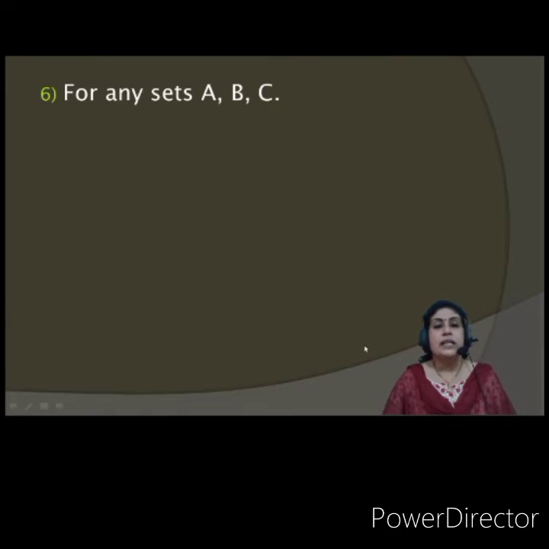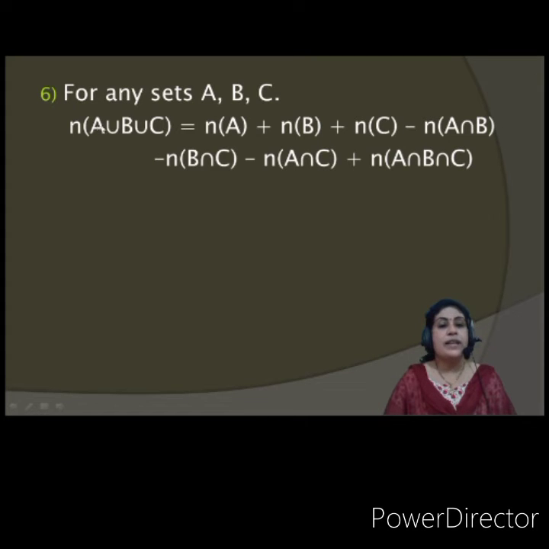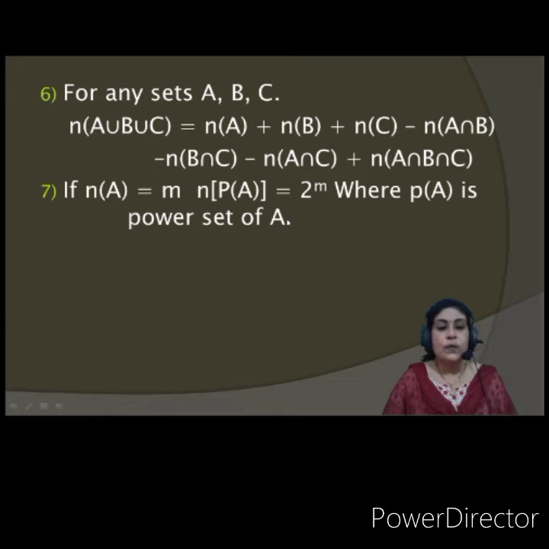Okay. Next one, for any sets A, B and C, number of elements of A union B union C is always equal to number of elements of A plus number of elements of B plus number of elements of C minus number of elements of A intersection B minus number of elements of B intersection C minus number of elements of A intersection C plus number of elements of A intersection B intersection C. Verify for yourself.